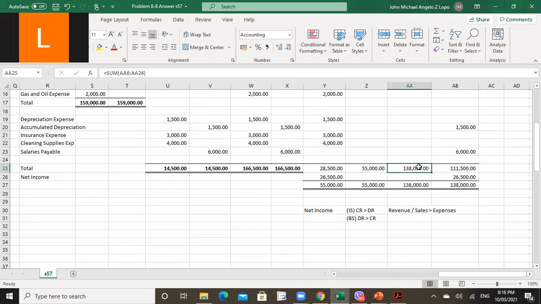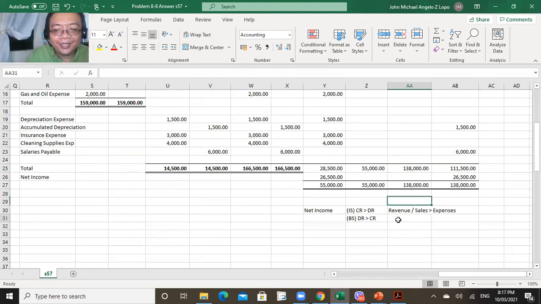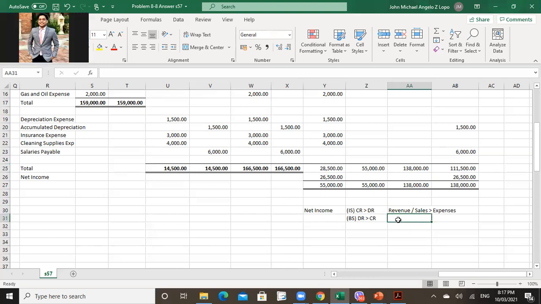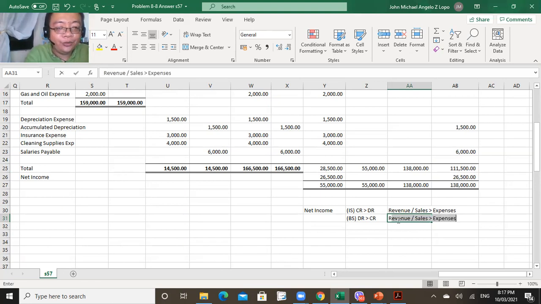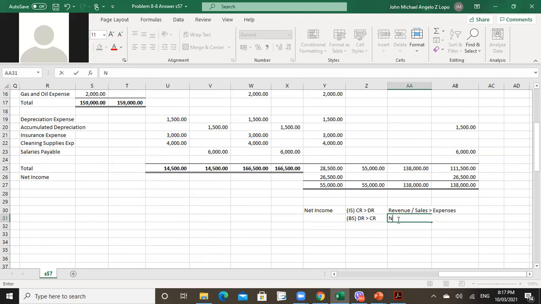Because your assets are greater than your liability. Your assets are greater than your credit. Because of the retained earnings. Because of your equity. The nominal accounts are closed already. Because your revenue is greater than your nominal accounts.